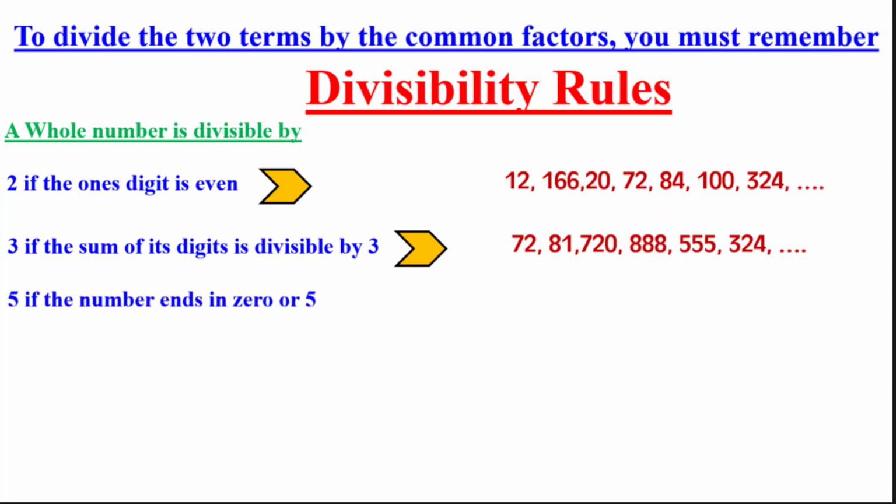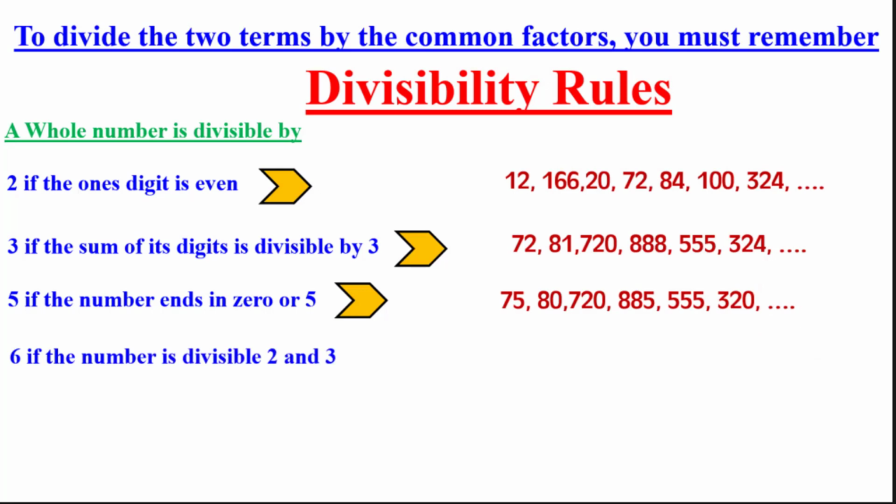Divisibility by 5: the whole number is divisible by 5 if it ends in 0 or 5. For example, 75, 80, 720, 885, 555, and 320. If the last digit is 0 or 5, this number is divisible by 5.